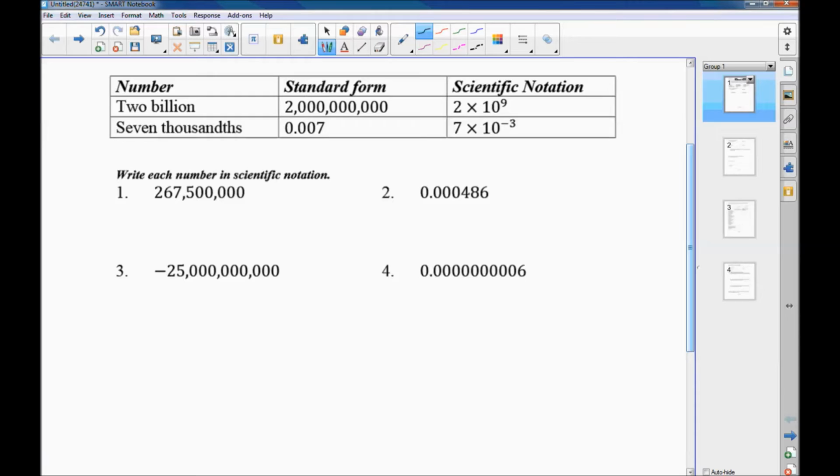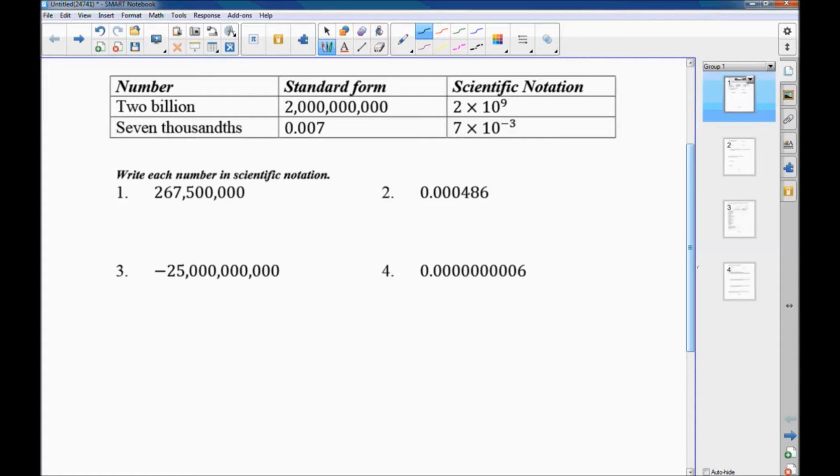Or maybe 7 thousandths, so that's 0.007. The zeros in front of the 7 don't tell us a lot about the number there, so that's really just 7 times 10 to the negative 3 power. So whenever you see a negative exponent, you know the number is really close to 0. And whenever you see a positive exponent on the 10, you know the number is really big. Okay. All right, number 1.